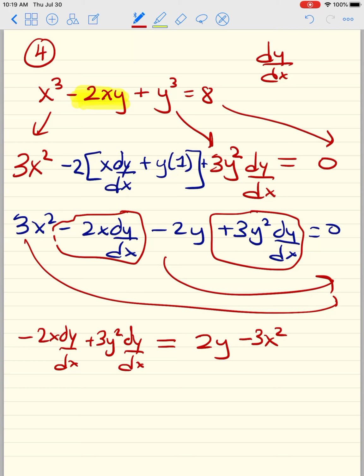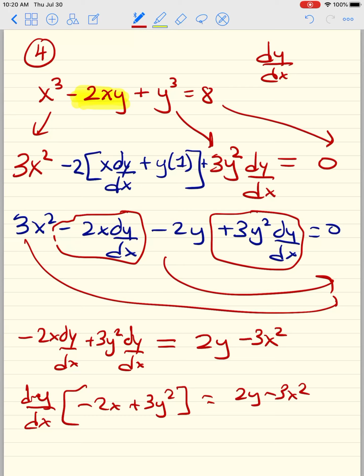And then we're going to factor out the dy/dx, right? Because that's how we're going to solve for it. And then you're just going to divide. And your answer is going to be 2y minus 3x squared divided by negative 2x plus 3y squared. Sometimes in mathematics, we like to write the negatives after the positive. So you can rewrite that as 3y squared minus 2x in the denominator.